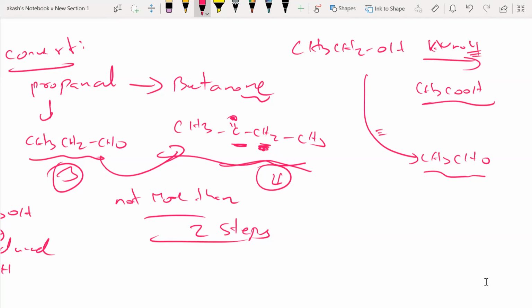Pyridinium, PCC. Yes, good. PCC should be used. So PCC is pyridinium chlorochromate. That is a mild oxidizing agent that will be able to oxidize your primary alcohol into your aldehyde. So in this reaction also, even though I'm going to get only a secondary alcohol, it is better to write the oxidizing agent as PCC. Don't take KMnO4 or K2Cr2O7. The better answer would be to take PCC only.